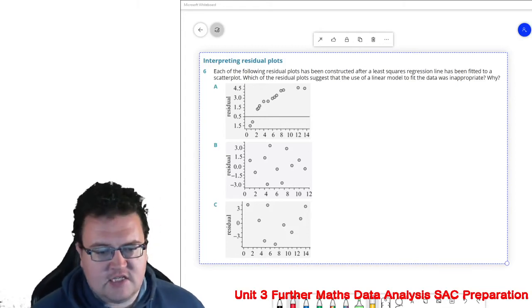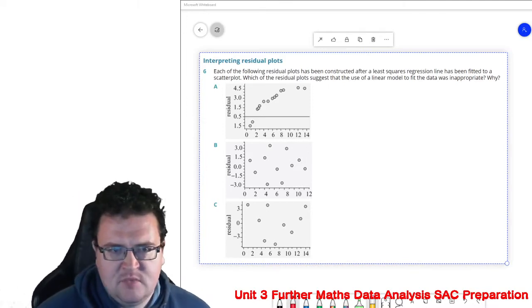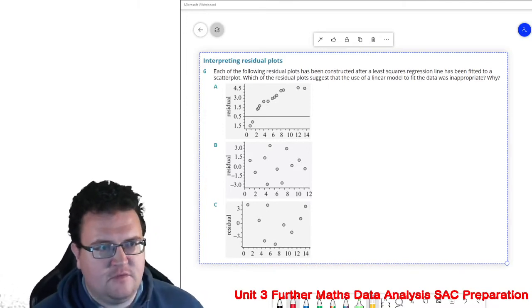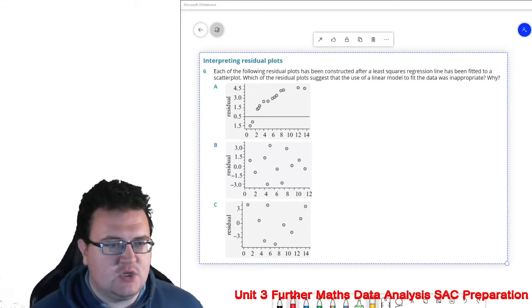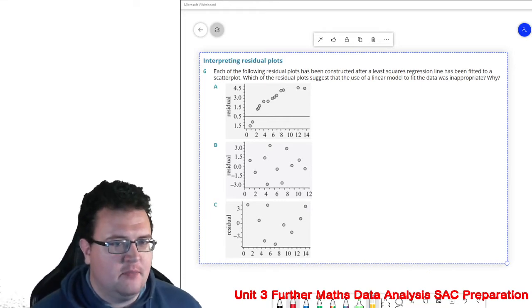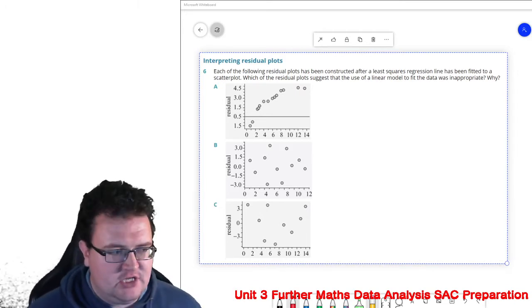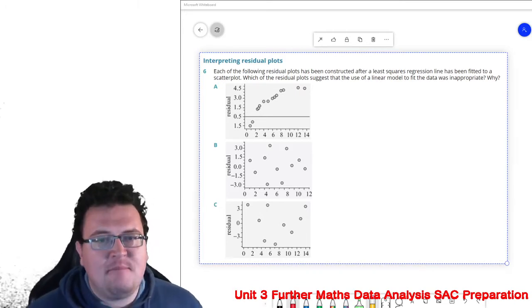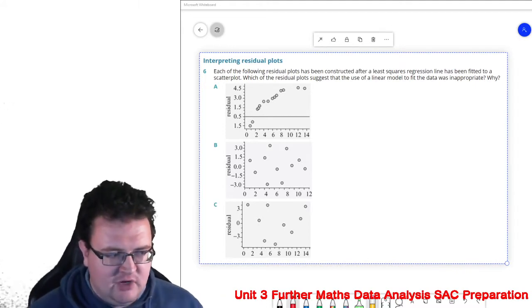Good afternoon. I've had someone ask me about reading a residual plot. So this is question 6 from chapter 4c. And the question says, which of these says that we shouldn't have really done a linear model for it? Now remember that if the residual plot has a clear pattern to it, then that means that it's a non-linear model, or it's a non-linear relationship.